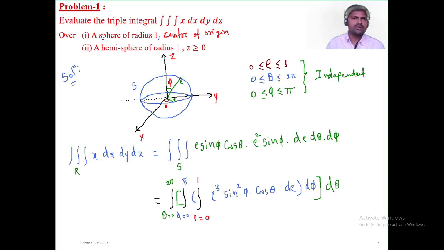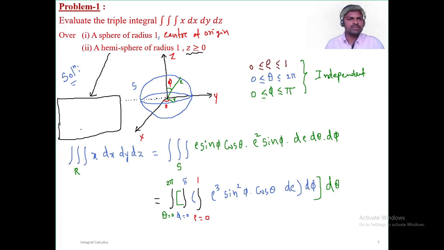Hemisphere of radius 1 for z more than or equal to 0. Z more than or equal to 0 means what? Upper part only. So upper hemisphere. For that, I will write the limits you carried out, same as this only. Let me write the set of limits. Okay. So first rho limits, right? Rho, the radius, doesn't change, so 0 to 1 only for the hemisphere also.